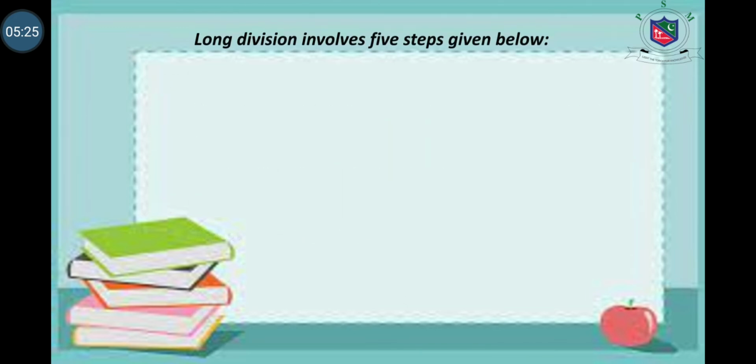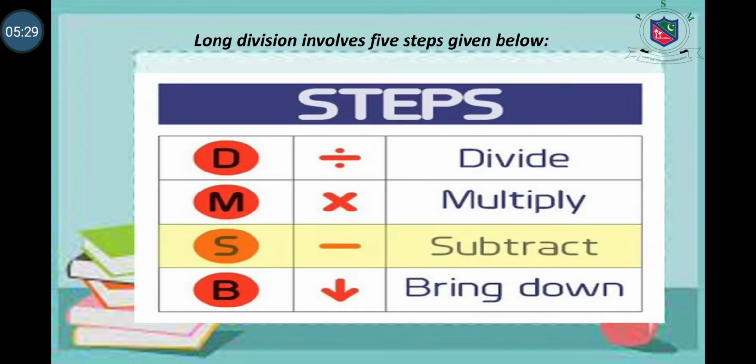Dear students, I have tried to write all these steps in a tabular form. You can see that in the first step we have to divide, in the second step we have to multiply, in the third step we have to subtract, and in the fourth step we have to bring down. And if you have more digits in the dividend, then we have to repeat the process.